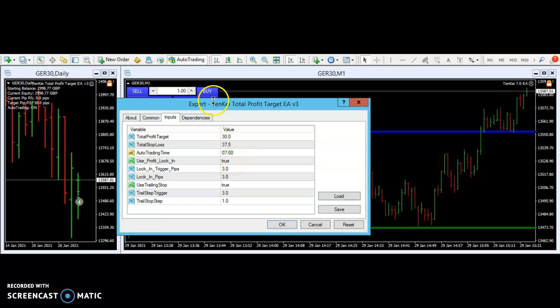the TenKei TPT, such as setting your daily total profit target, which is after you hit 30 points for the day. This TPT would shut down the auto trading. That's your profit. The total stop loss, if it all goes against you throughout the day or in one trade, and it hits 37.5, and if you'd watched the previous videos, you'd know why that number's like that. It would shut this down for you.